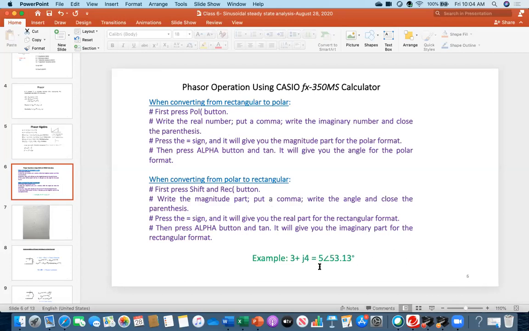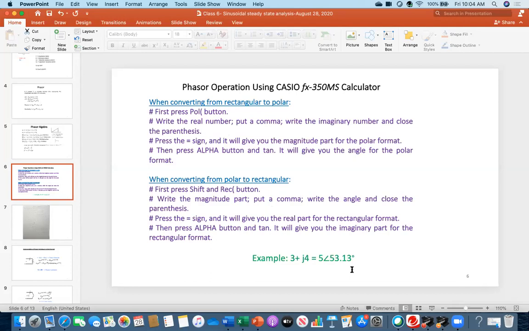So you already know these things, or otherwise, everybody right now, if you have a calculator, please tell me that you are able to do that in your calculator. For example, you write 3 plus j4 and tell me that you are getting this number. So you see, left side is called rectangular form, right side is called polar form.